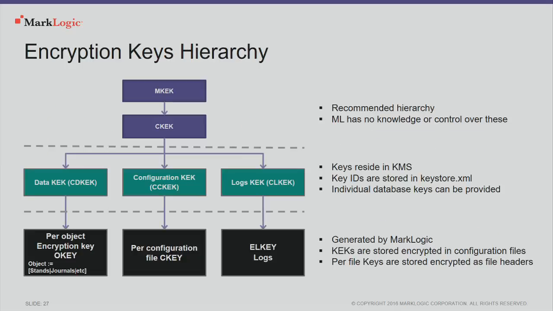Okay, let me explain a little bit about the hierarchy, because this is something that differentiates MarkLogic. I'll start from the bottom here, which is keys generated by MarkLogic. Here I have an object. What is an object? For instance, a stand or a journal entry. We are actually encrypting the journal entries. So for every new object, we will generate a new key. What we keep doing in MarkLogic is generating new stands. So every new stand will have a new key. That key is encrypted by an envelope key, which is coming from an external entity. MarkLogic will never handle that key, will never know that key. That's inside the key management system. So the database saved to disk is saved with multiple keys, maybe thousands of keys.